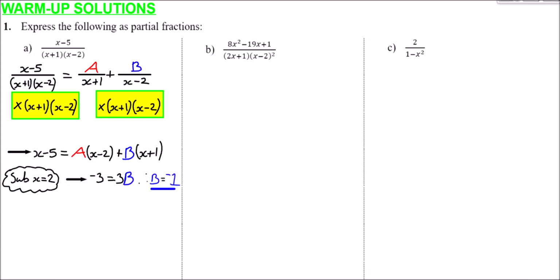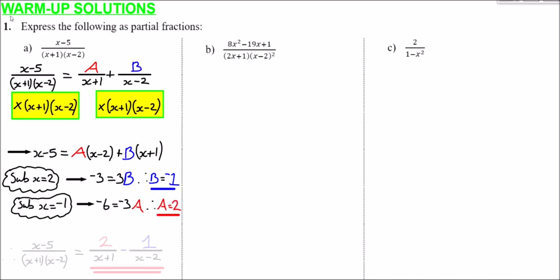Now if we were to sub in x being negative 1, what we get next would be that minus 6 equals minus 3 multiplied by a. Dividing minus 6 by negative 3 therefore tells us that in this case a would be equal to 2. Piecing that together, we can therefore see that x minus 5 all over x plus 1, x minus 2 is the same as 2 over x plus 1 minus 1 over x minus 2 when written in partial fractions.